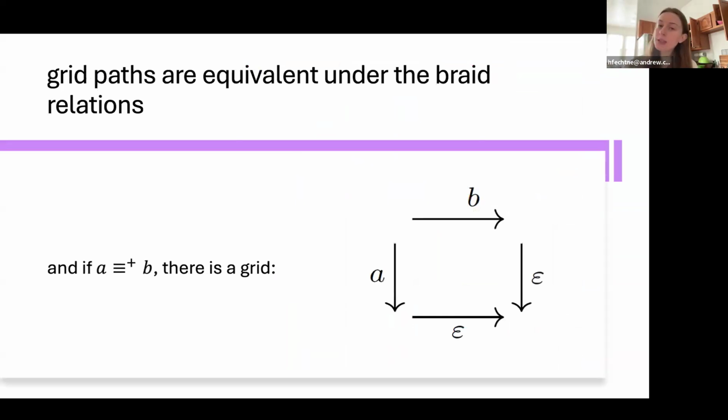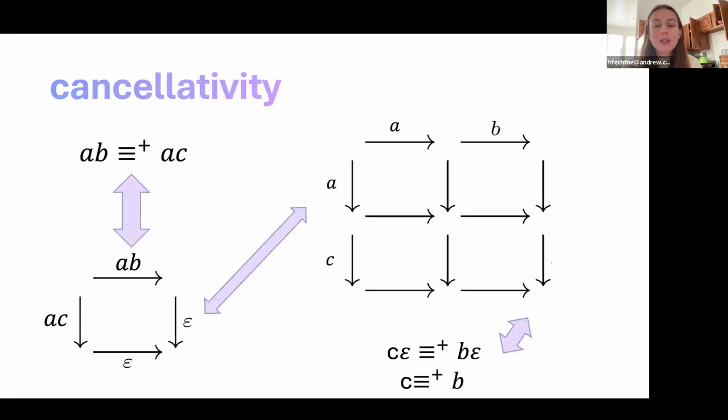And the nice thing is this goes the other way too. If we have two braid monoid words, A and B, that are equivalent, there's a grid with the left labeled A, the top labeled B, and the other two sides epsilon. This is a big proof. Oh, I wish I had more animations.